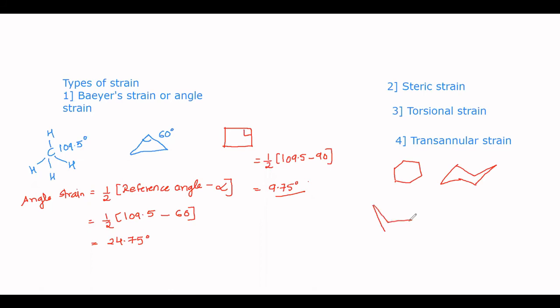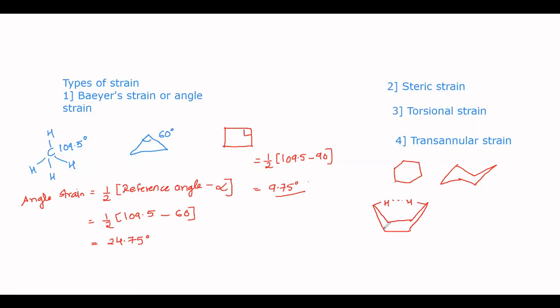There are various conformations, but I'm taking this boat form specifically because, if you remember, in the boat form these flagpole atoms come closer. Now, if you look at these two hydrogens, they are not attached to the same carbon. They're not attached to adjacent carbons. They're actually across the ring. They're the atoms attached across the ring.